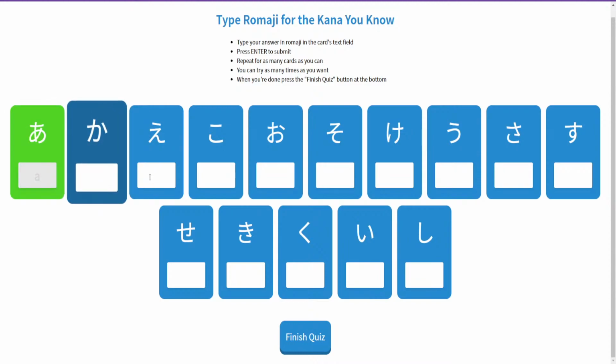Alright, next up we have one that looks like someone doing the can-can dance. Achan is doing the can-can. This is the ka column. Kana.